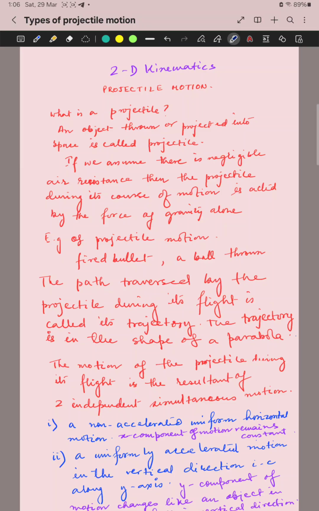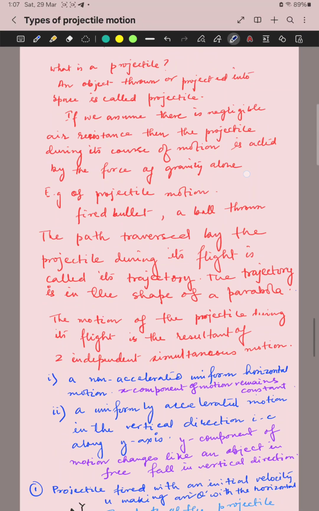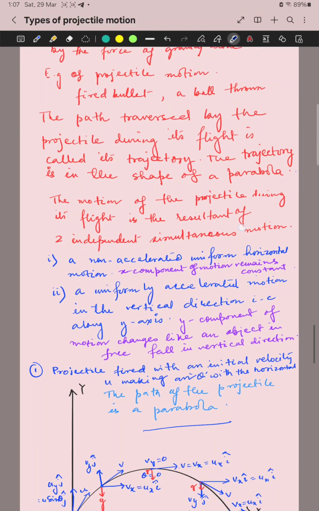So before we start, let's try to find out what a projectile is. It is actually an object thrown into space such that it moves under the force of gravity alone. Here we assume that it is not acted upon by any other force like air resistance or buoyant force.